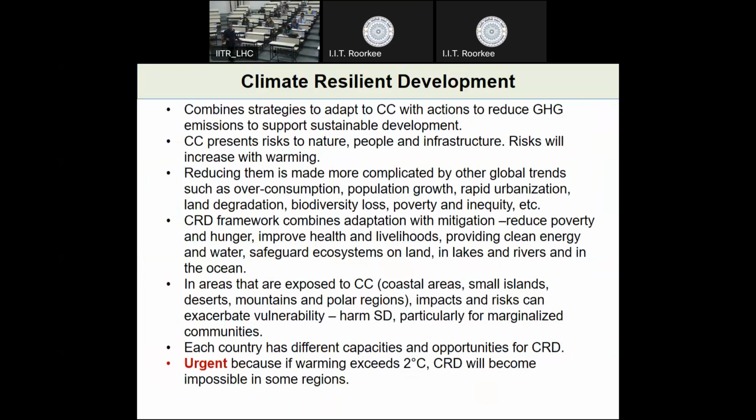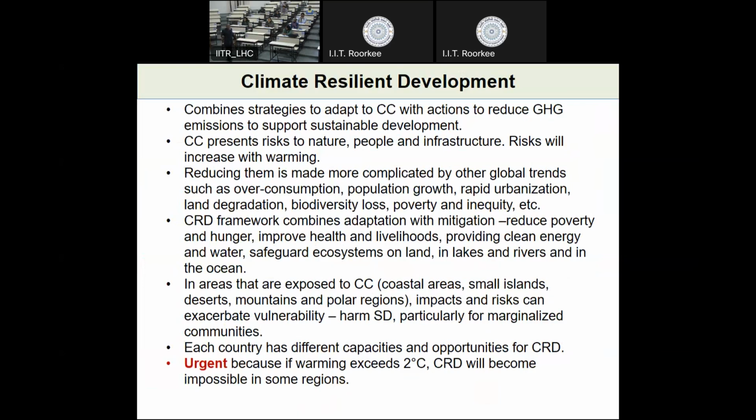Now, climate change, of course, presents risks, and these risks keep on increasing with warming. There are studies which show what the risks are going to be with 1 degree centigrade warming, 2 degree centigrade warming, and so on. So, what is climate resilient development?